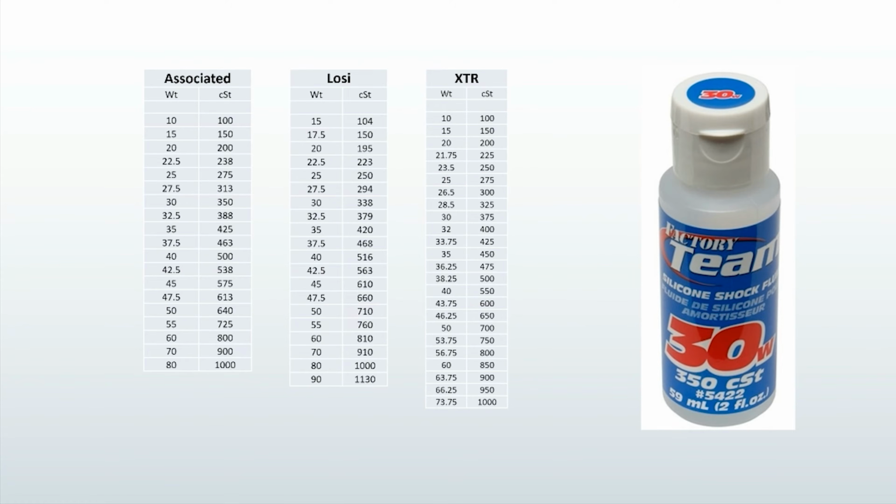I compiled the weight and cSt numbers that are printed on all the labels for Associated, LOCI, and XTR. I included XTR because they have much finer increments, and I was curious to see if this made their conversions more accurate. It looks like LOCI and Associated are translating from weight to cSt based on which numbers are even increments versus more random numbers, and XTR is going the other way.